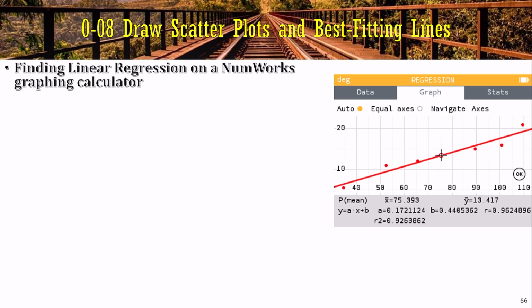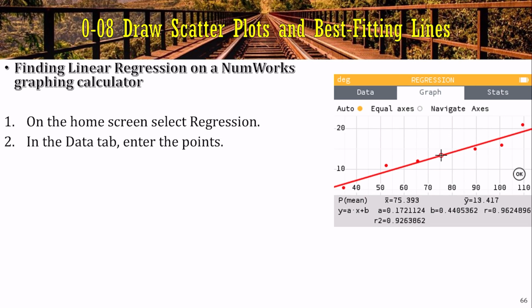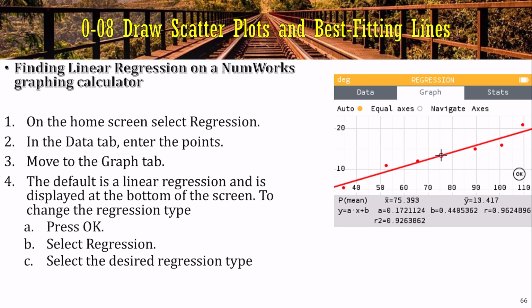But what if you have a NumWorks graphing calculator? Oh, it's much easier actually. On the home screen, select regression. In the Data tab, enter your points. Move over to the Graph tab, and you'll see your points and the best fitting line. The default is a linear regression, which is what we're looking for. And its information is displayed at the bottom of the screen. You see the a, which is your slope, and the b, which is the y-intercept, and you also have the r for the correlation coefficient.